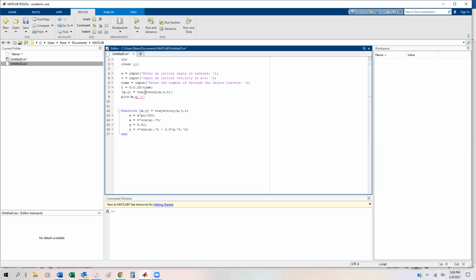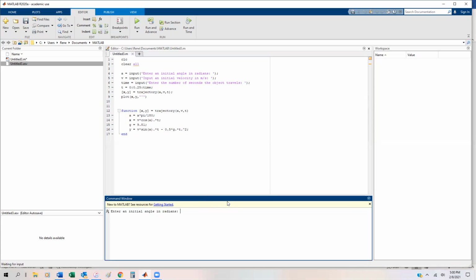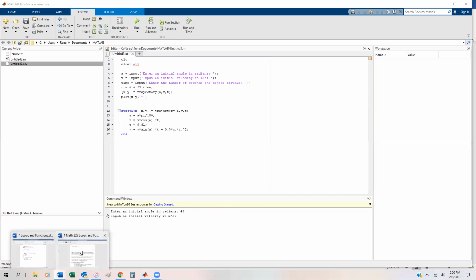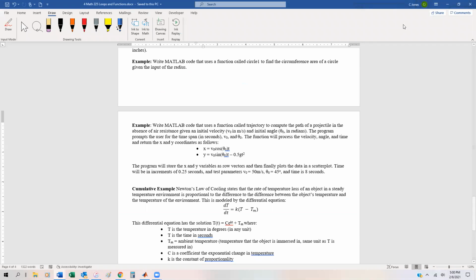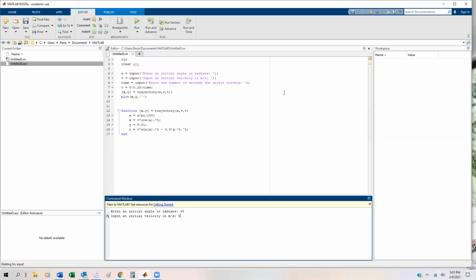Now we're going to plot x and y. And we're going to use it as a scatter plot. So we're just going to use this as our marker. We could use that, might as well. And that should be it. So let's give it a go and see what happens. So our initial angle, remember we said was 45. The initial velocity, let me check what that was, is 50 meters per second, and the time is 8. So let's try 50, and let's try 8 seconds.